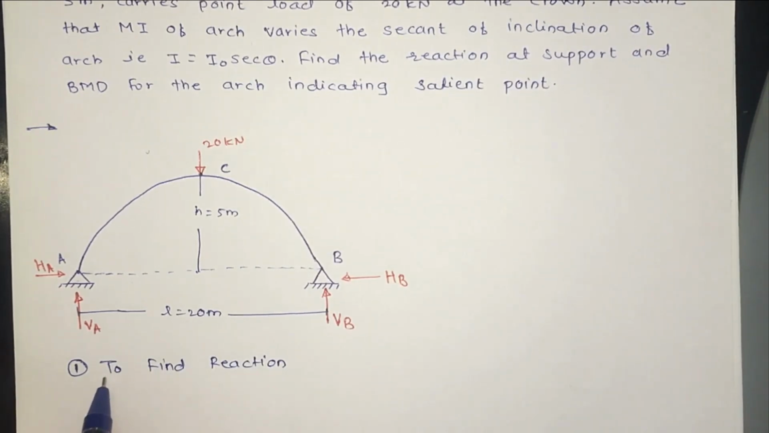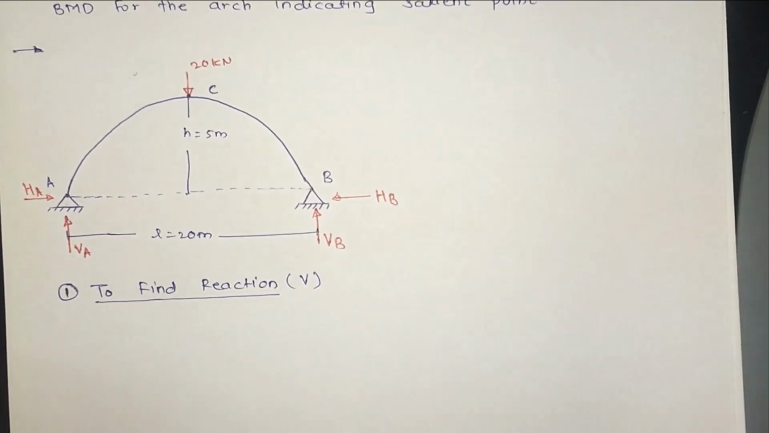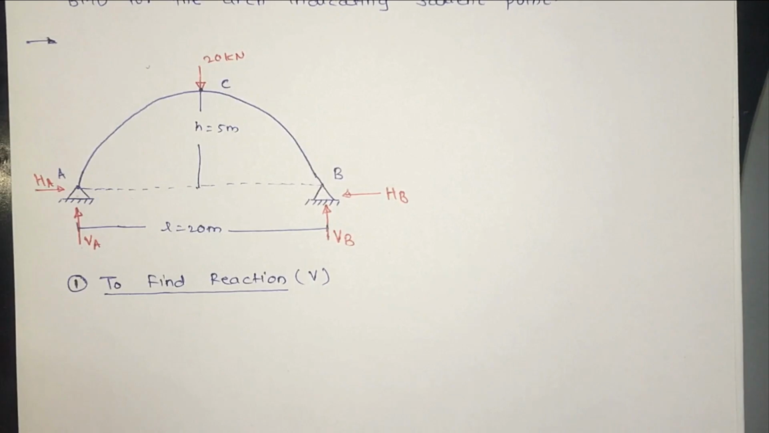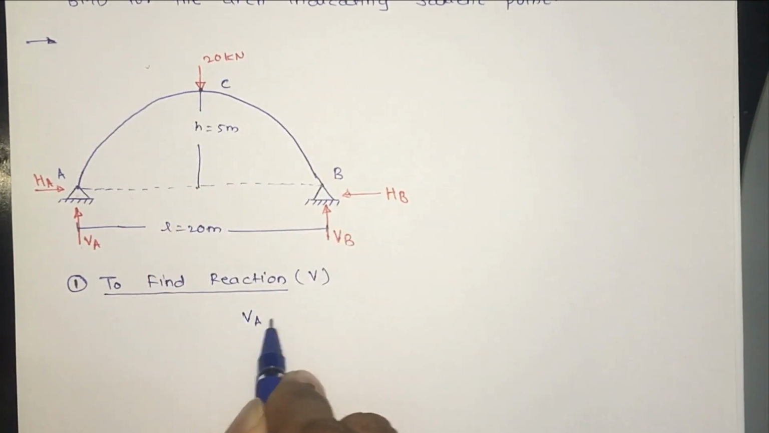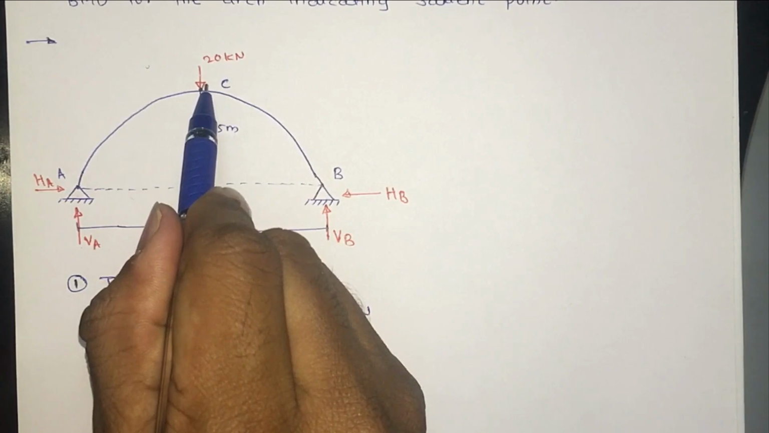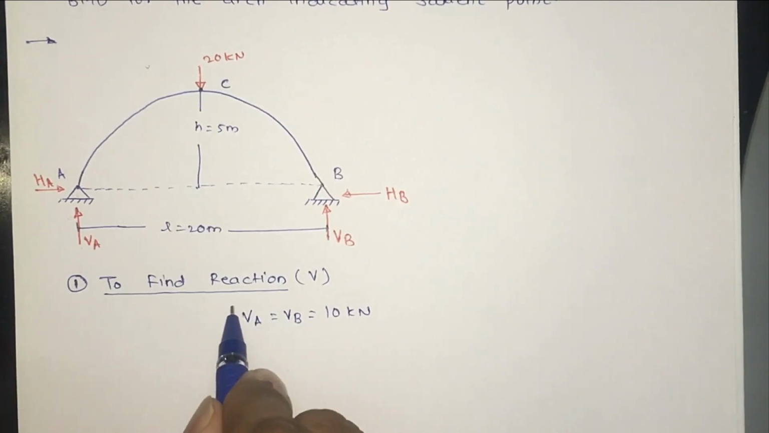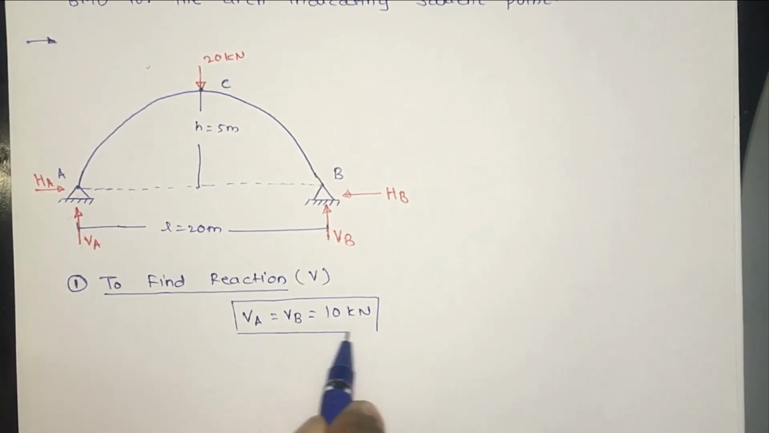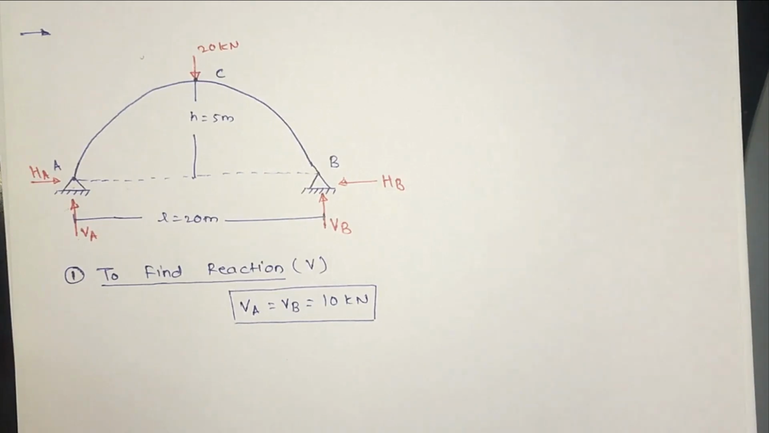Solving step by step. First step is to find the vertical reactions, that is we find the vertical reactions VA and VB. VA and VB can be found easily by using the conditions of equilibrium. This 20 kN acts at the center, so we can directly write VA is equal to VB is equal to 10 kN. This 20 kN force will be distributed uniformly over VA and VB.